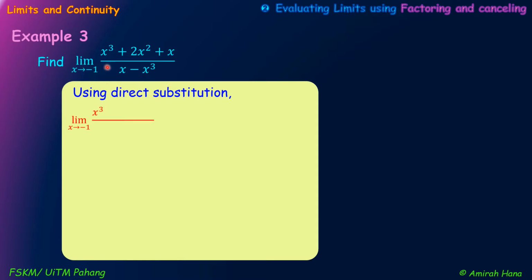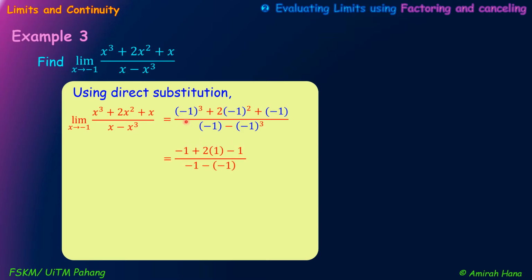Let's say we solve this problem using direct substitution. We just plug in -1 into variable x here. Then we simplify. (-1) cubed equals -1, (-1) squared equals +1, and (-1) cubed equals -1. (-1) cubed means -1 times -1 times -1. Then we simplify, so we get -1 plus 2 minus 1 over -1 minus (-1), minus times minus equals positive, and then 1. After we simplify, we get 0 over 0.